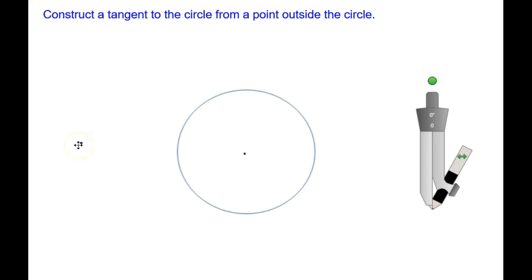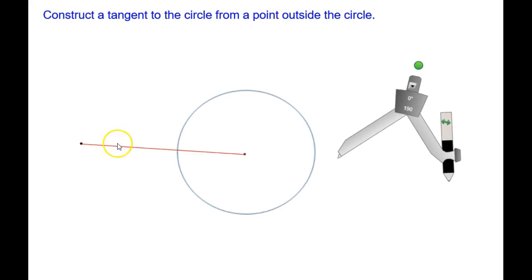So we have our point. We're going to construct two tangents going to the circle. The first thing we need to do is construct a segment connecting the center of the circle to the point on the outside. Once we have this segment drawn in, we need to construct the perpendicular bisector to this segment.